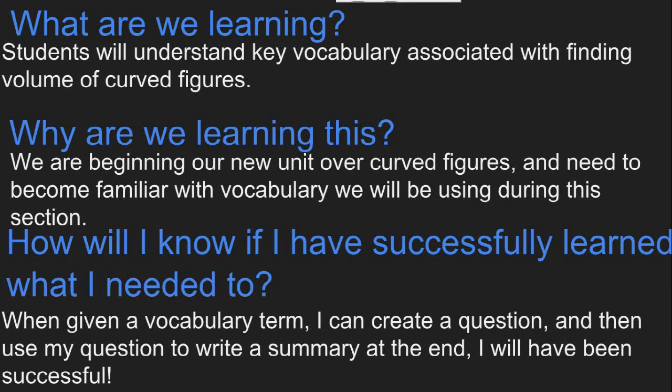Why are we learning this? So again, we're beginning our new unit, and it's over curved figures. We need to become familiar with the vocabulary we're going to be using during this section so that we are better prepared and ready to go.